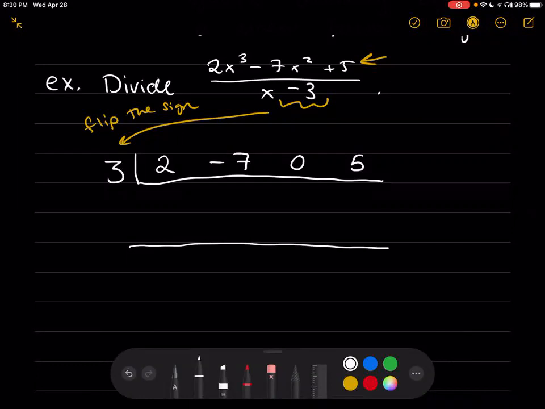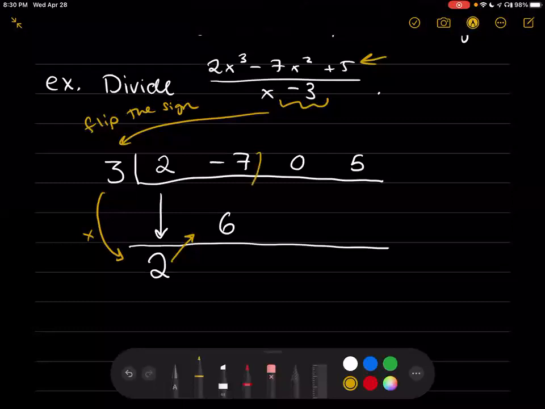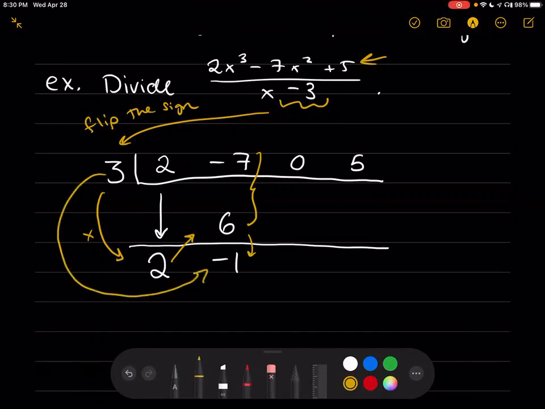Okay, so here's how we do synthetic division. The first step is we're going to drop down this 2. Just right there like that. Okay, and then we're going to take the 3, we're going to multiply it by the 2 and pop it up there. So 2 times 3 is 6, so we're going to write a 6 there. And now what we do is we do minus 7 plus 6, that's going to be minus 1, and we write it there. And then we do the same thing again for this minus 1 as we did with the 2. We take 3 and multiply by it. So 3 times minus 1 is negative 3. We take that and we write it right here.